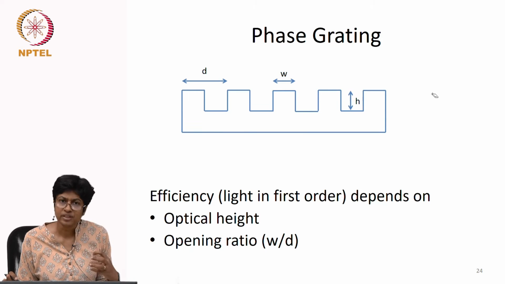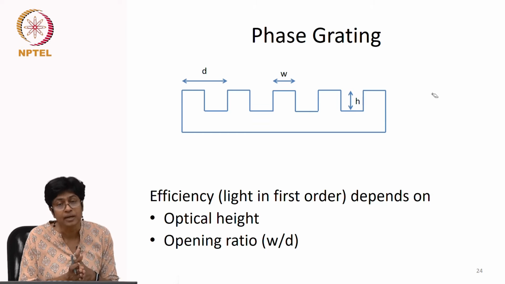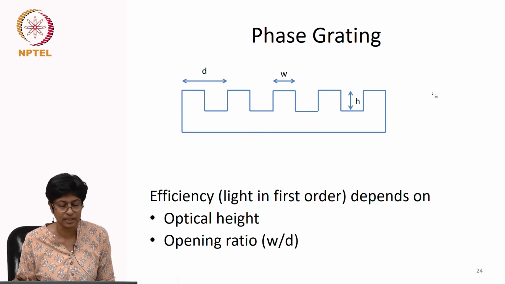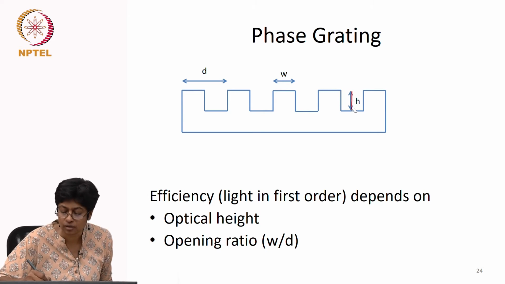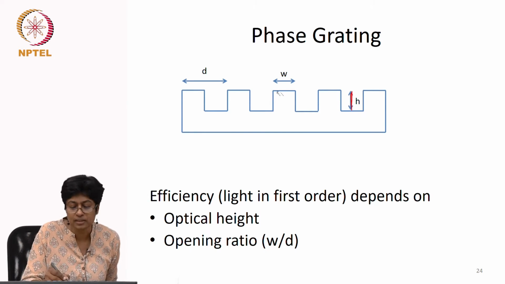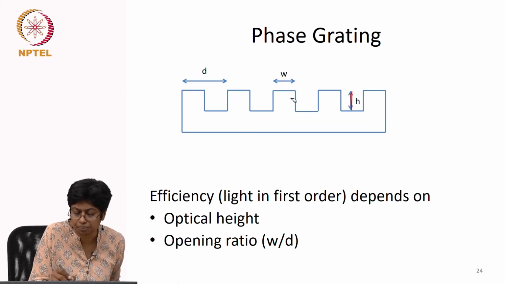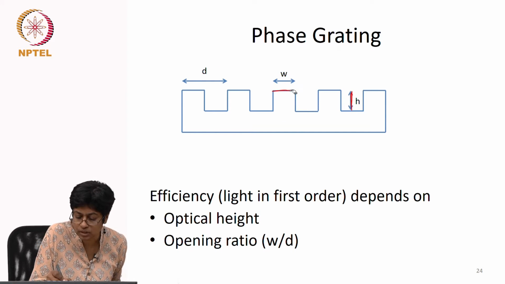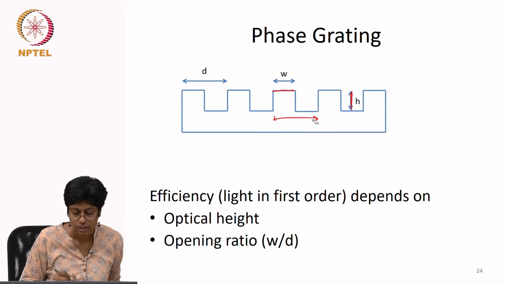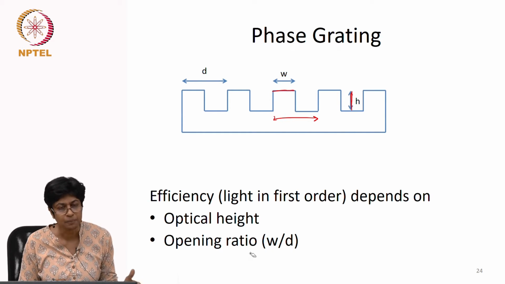So how do we figure out the efficiency? That is, how it's defined for a diffraction grating is how much light went into the 1st order compared to the light that was incident on the grating. Okay? And two things are important here, this height of your grating as well as the ratio of this part, so this structure, to the whole structure. So this is called the opening ratio, W by D. Sometimes you see this also as fill factor, W by D.